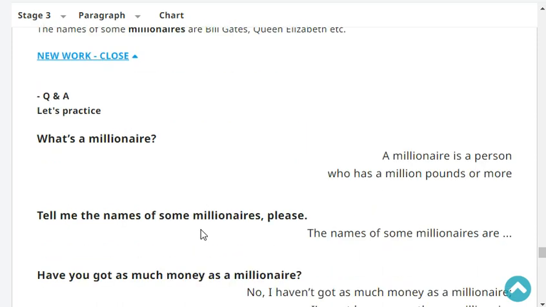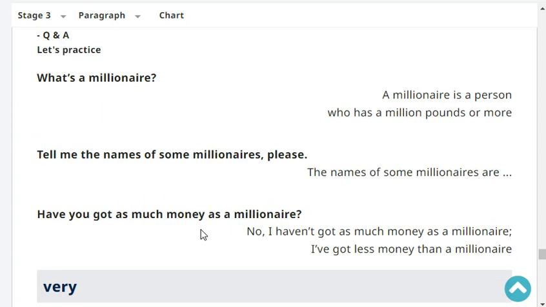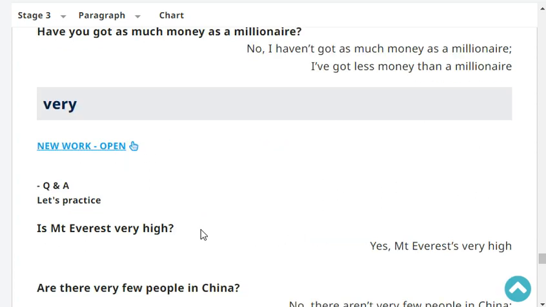A millionaire is a person who has a million pounds or more. Tell me the names of some millionaires, please. The names of some millionaires are Bill Gates, Elon Musk, etc. Very good.